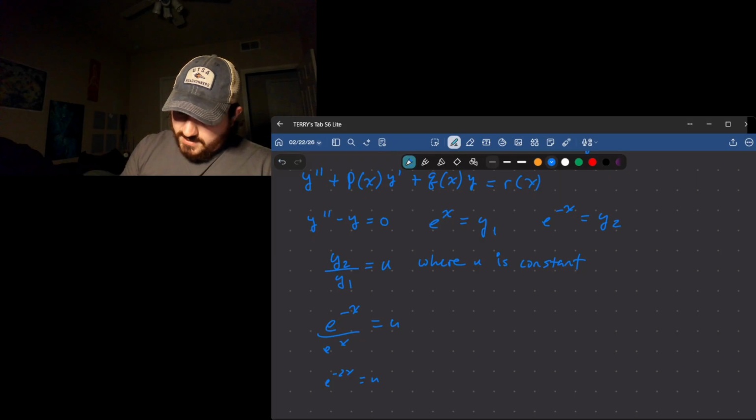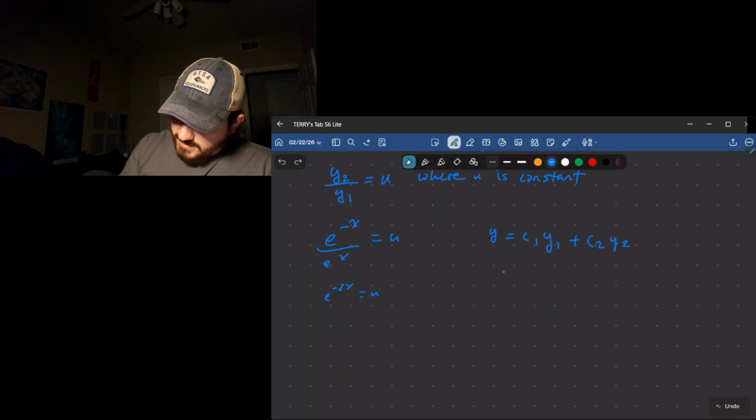Because we've proved that this is linearly independent, we can now go ahead and write our final equation here, which is y is equal to c1 times y1 plus c2 times y2. In our case, that is going to be c1 times e to the x plus c2 times e to the negative x, right? And that is our general solution for y.